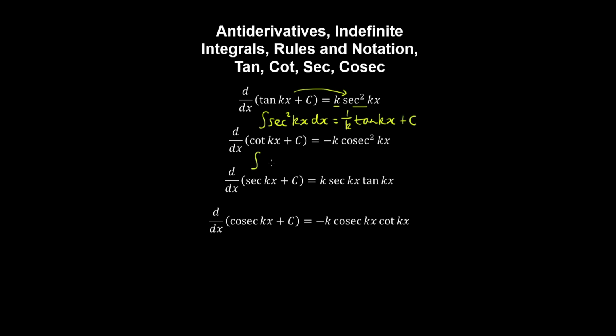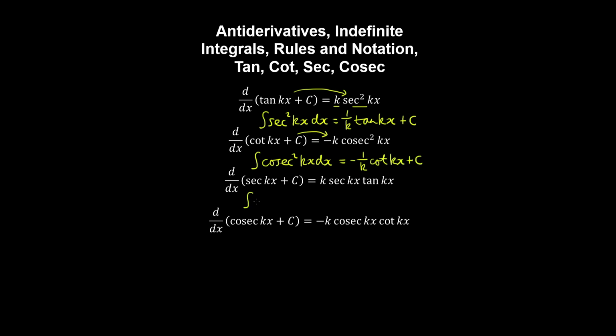And a similar result can be obtained by integrating cosec squared kx. So when we differentiated the cotangent, we multiplied cosec squared kx by a negative constant. So to obtain the antiderivative, we have minus 1 on k by the cotangent of kx plus a constant of integration.